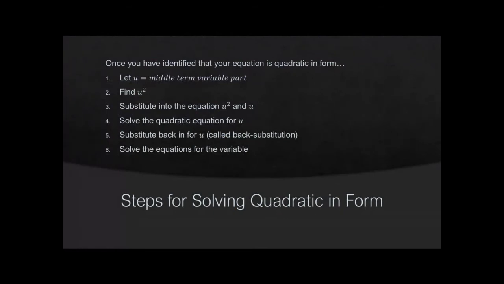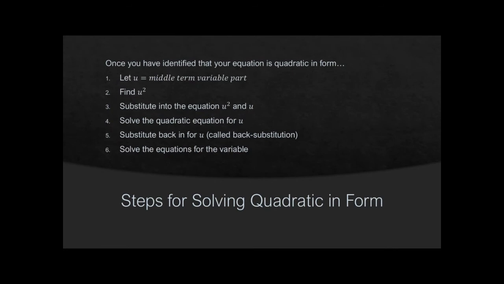So once you've determined that, yes, it's quadratic in form and I can solve it, you've basically got 6 big steps, but within these steps you have things to do. So the first is to take that middle term and set it equal to u. And then you square it so that you can find u squared. And you have to do those to check to see if it's in quadratic form already. So you'll already have that done.